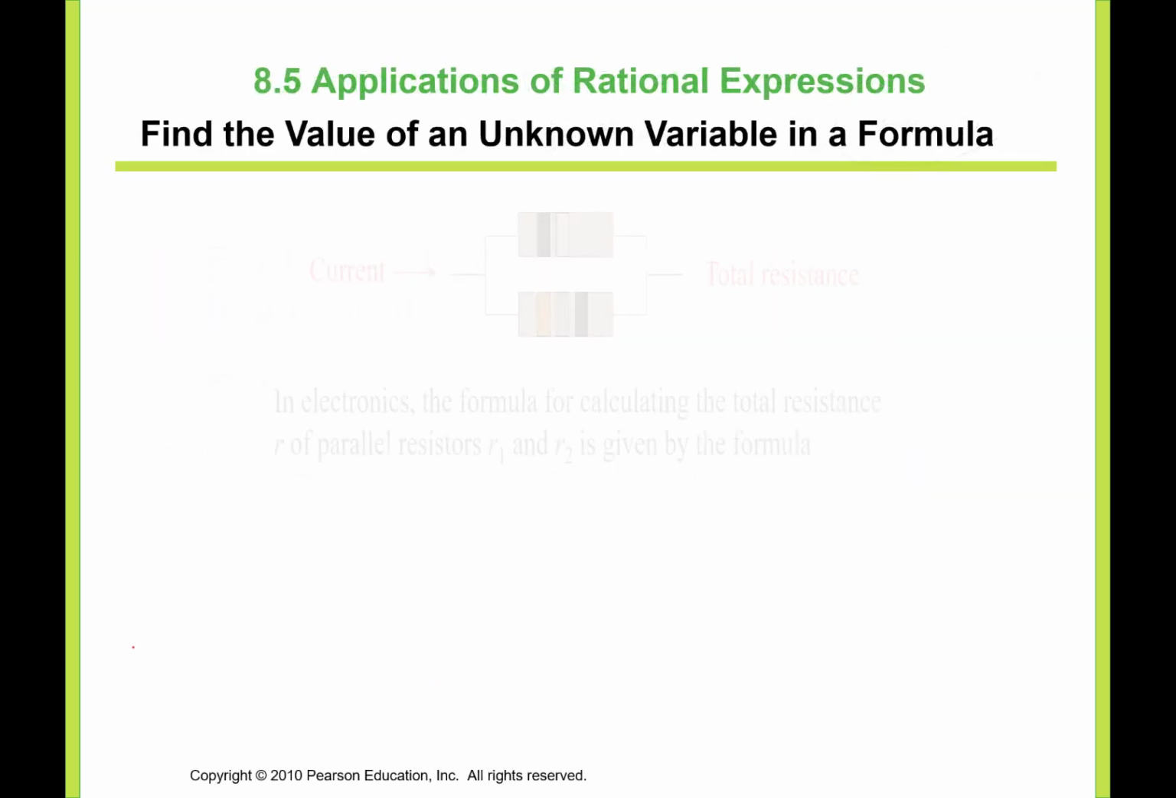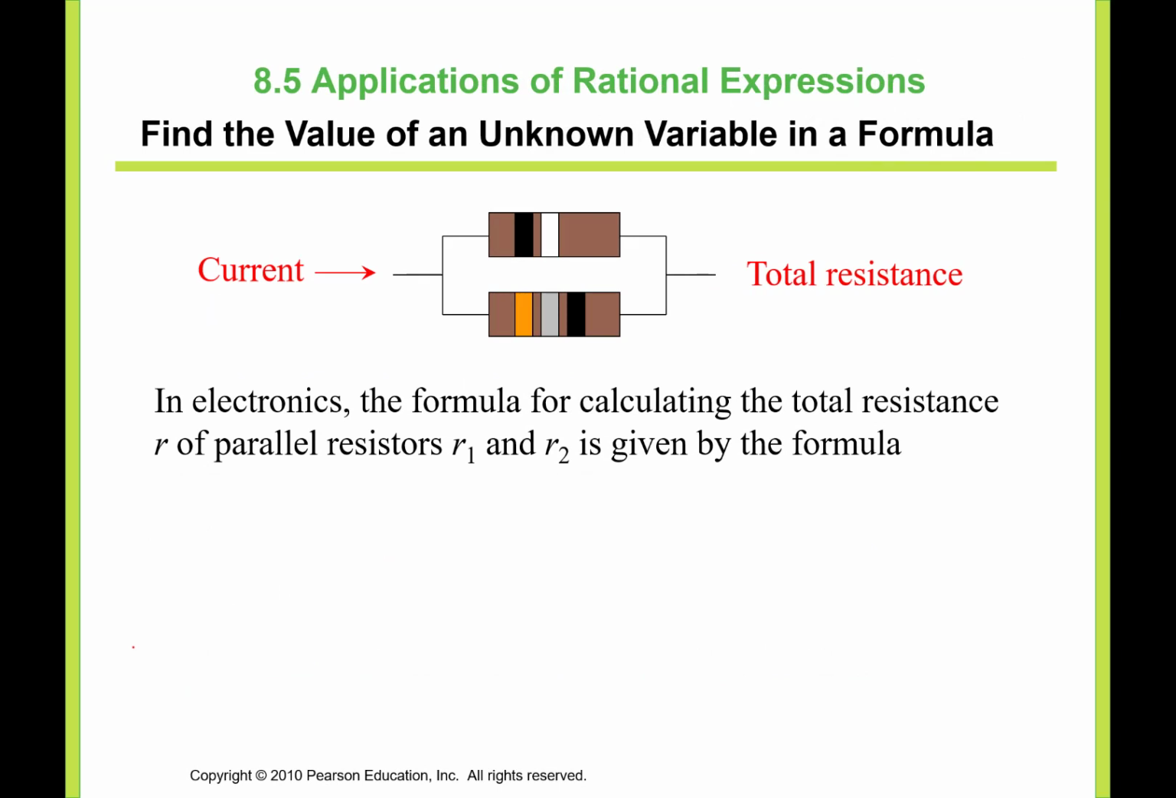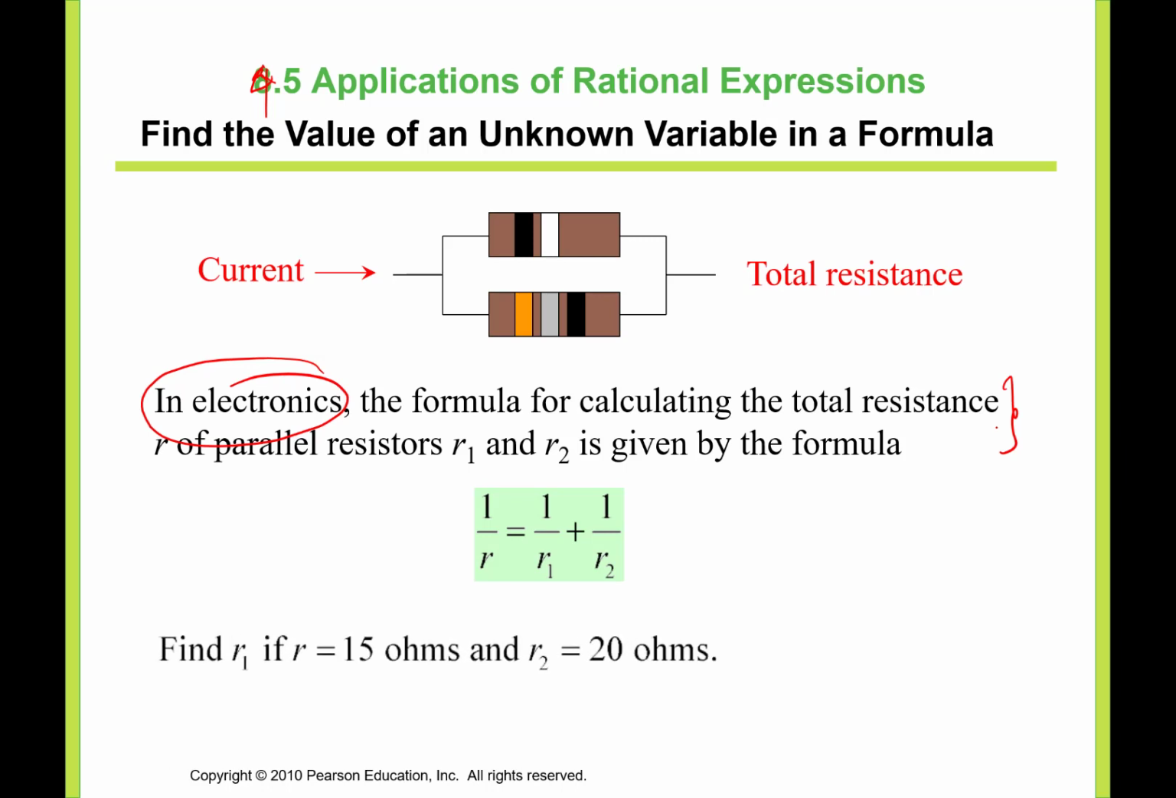So to get things started, let's look at this nice example. If we have the current and we have the total resistor in electronics, very, very popular application right here. This is 4.5 we're working on. The formula for calculating the total resistance R of parallel resistors R1 and R2 is given as follows. Now, we don't even need to know any of this fancy stuff, but this is a place where this is applied a lot. What we want to do is find R1 if R is 15 ohms and R2 is 20 ohms.